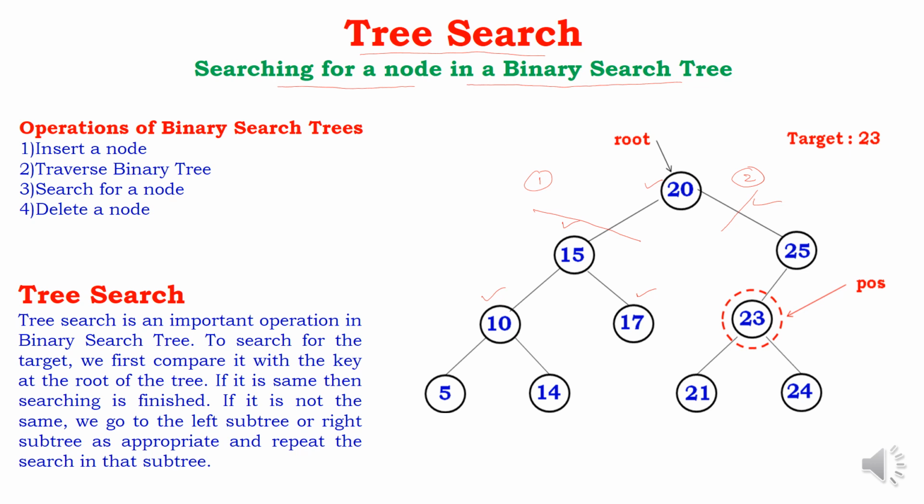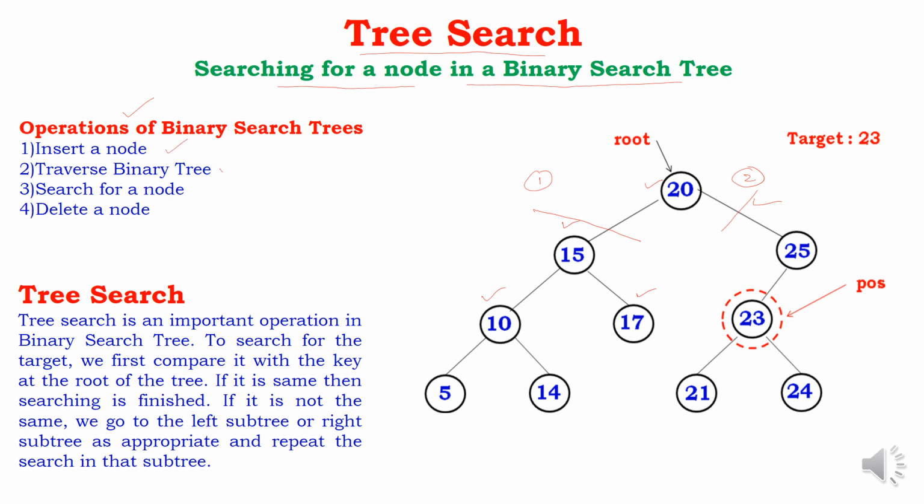The next condition is that duplicates are not allowed. There are no duplicate nodes in a binary search tree. Then what are the operations of a binary search tree? We know that in any data structure, the normal operations are insert, traverse, search, delete. Here also we insert a node. We know how to insert a node into a binary search tree.